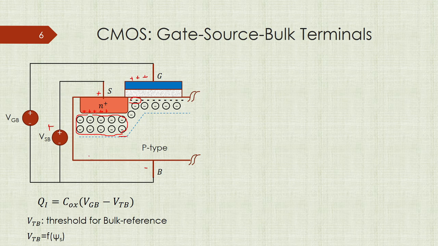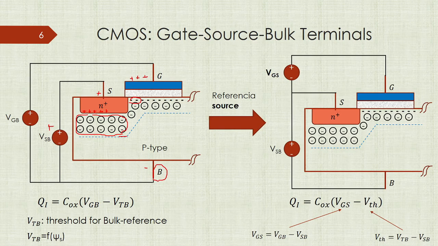So far we have used the bulk as a reference, but in order to simplify some mathematical expressions, we can use the source as a reference. If we do that, then the voltages have to be modified. We will have VGS, the voltage between the gate and source, and VSB, the voltage between the source and the bulk. This VGB voltage will be equivalent to VGS plus VSB.